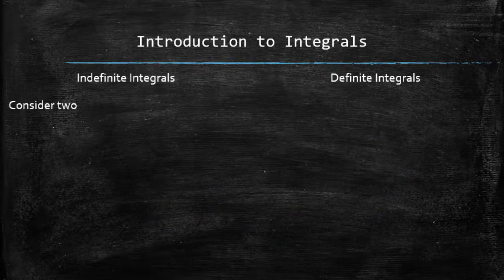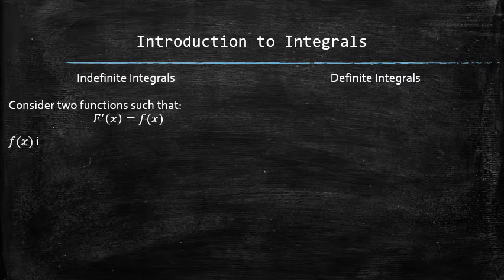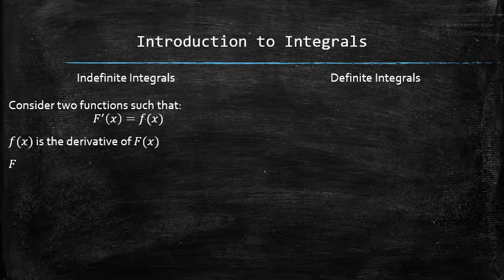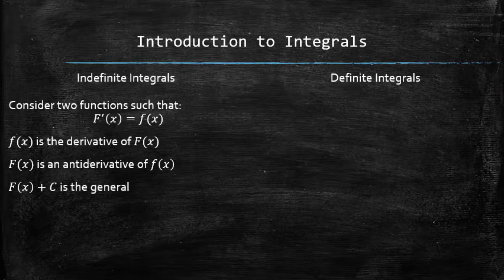Consider a pair of functions in which one is a derivative of the other. In this example, lowercase f is the derivative of the uppercase F function. And we say the uppercase F is an antiderivative of the lowercase f function. Technically, each function has infinitely many antiderivatives that differ from each other by a constant. So we denote all of them by using the F plus C notation. And we call it the general antiderivative of the lowercase f function.